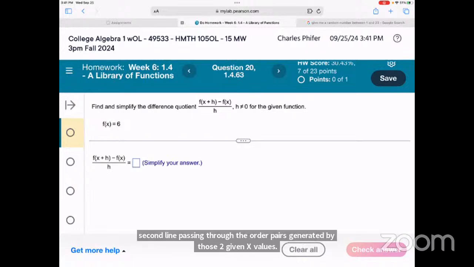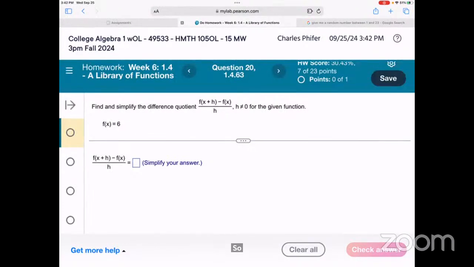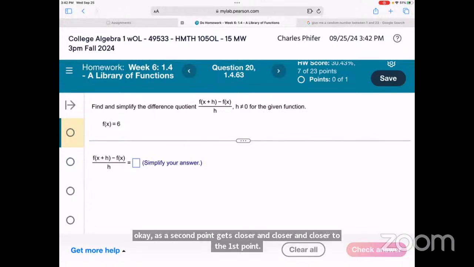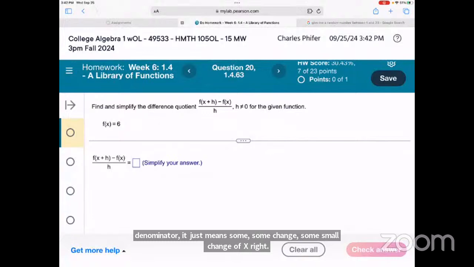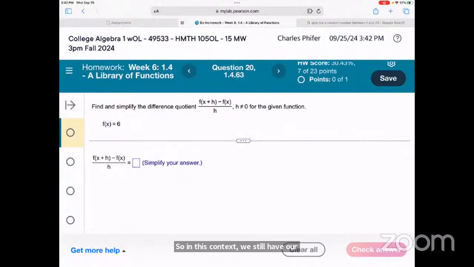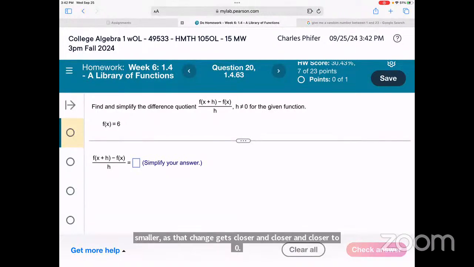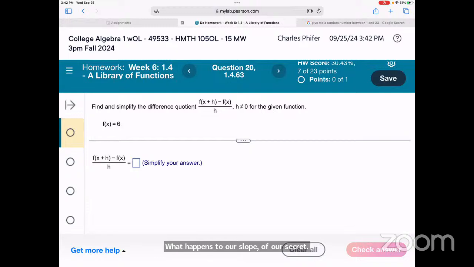So then, with difference quotient, we're concerned with, as that second point gets closer and closer to the first point, what's happening to the slope of our secant line? So in this form of difference quotient, h in the denominator just means some small change of x. We still have our first x value, and then the h is a small change. We're concerned with, as that change gets closer and closer to zero, what happens to the slope of our secant line? We get a better and better approximation for the slope of a tangent line at a point.